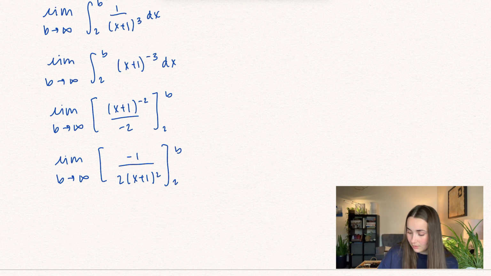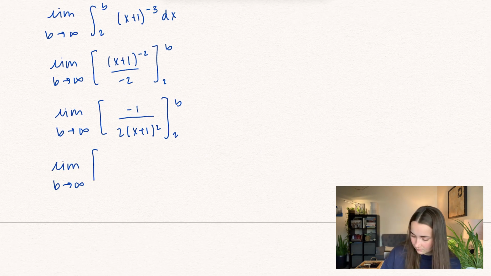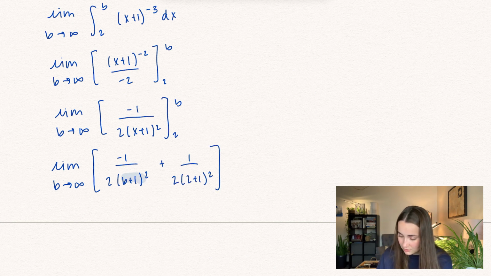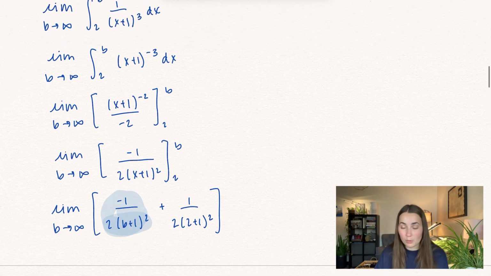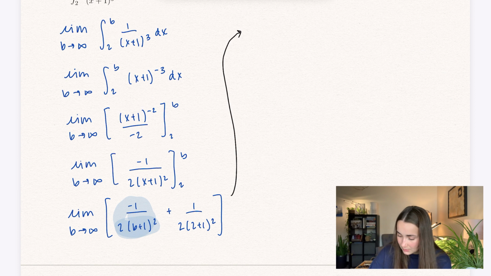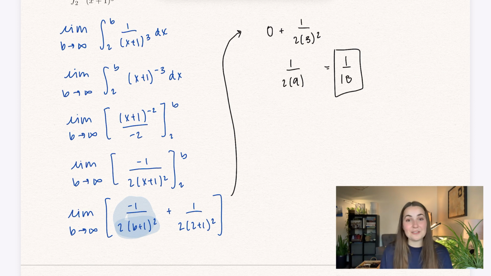And now we're going to go ahead and plug in upper minus lower. That becomes a plus because we're subtracting a negative. So let's go ahead and think about our b term. As our denominator gets really, really big, the entire fraction is going to approach 0, right? Negative 1 divided by a really big number goes to 0. So here when we evaluate it, we get 0 plus 1 over 2 times 3 squared. That's going to be 1 over 2 times 9, which is equal to 1 over 18. And then that right there is our solution.